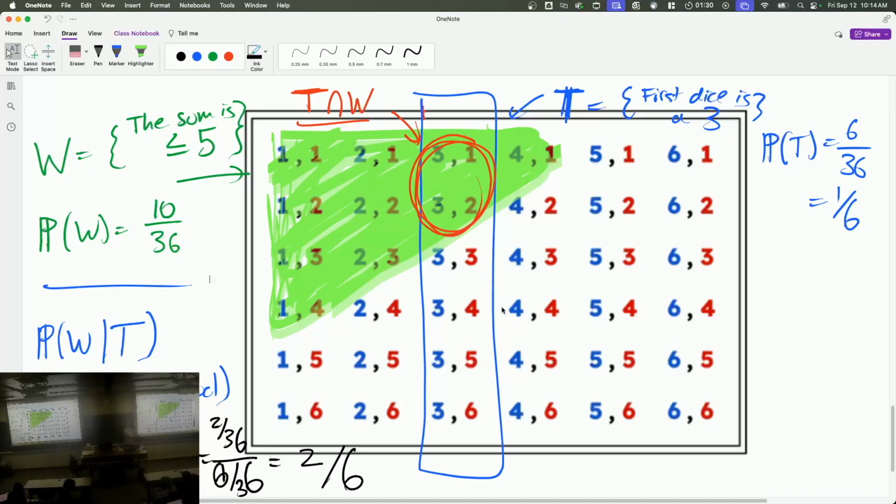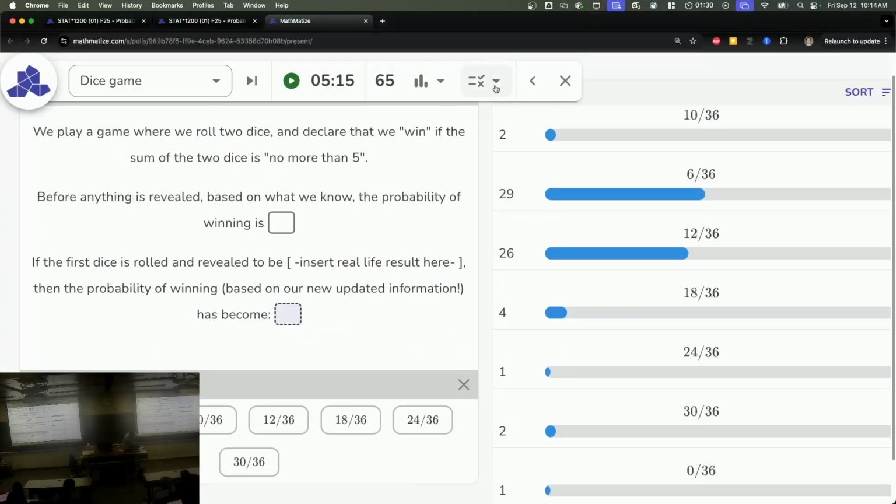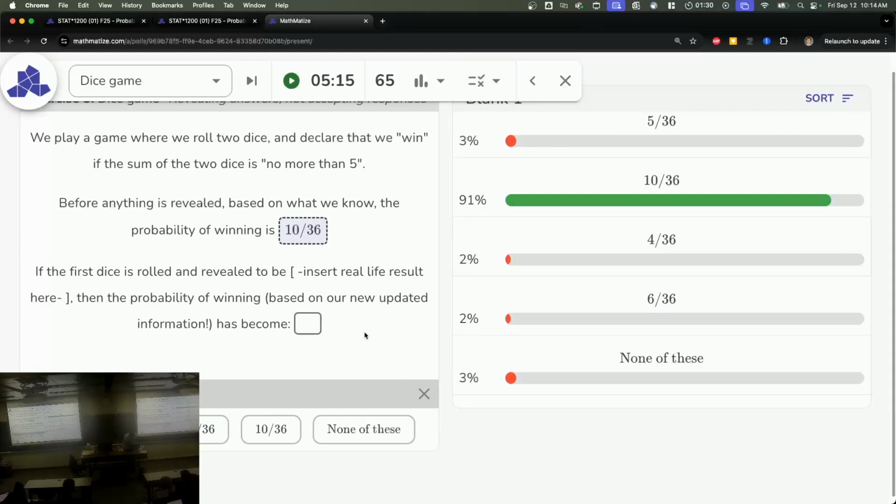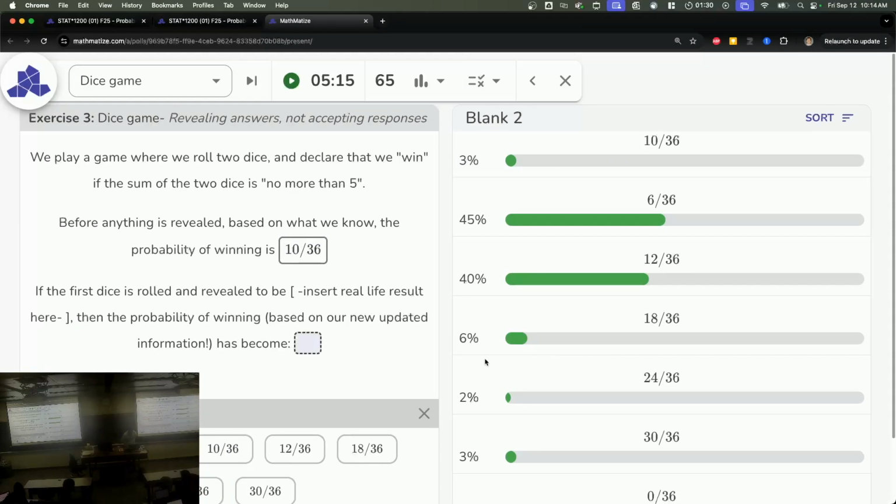Any questions or comments about this calculation? Let's see, how many people got it right in the end? Reveal the correct answer. Mathematize thinks all the answers are correct. Why does Mathematize not know the correct answer? Does anybody know? Yeah, that's right. It depends on the real life result.